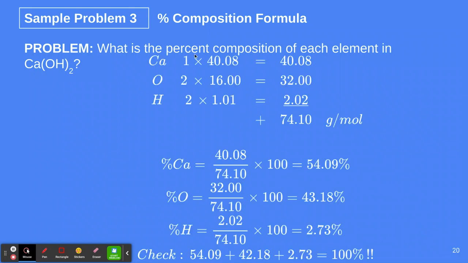All right, so here's the mass. Calcium, we've got 1, 2 oxygens, and 2 hydrogens because that 2 is outside the parenthesis. So we get a total mass of 74.1. We're going to take the mass of each element. Remember, take those multiplied answers, not just the individual masses. Multiply them by 100, and then you can do your check. If we add them all together, we get to 100 there.